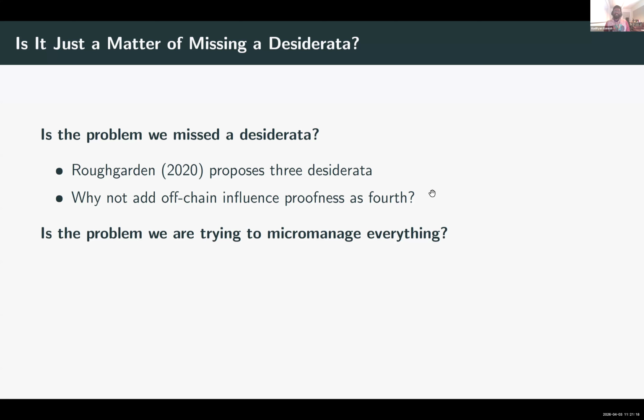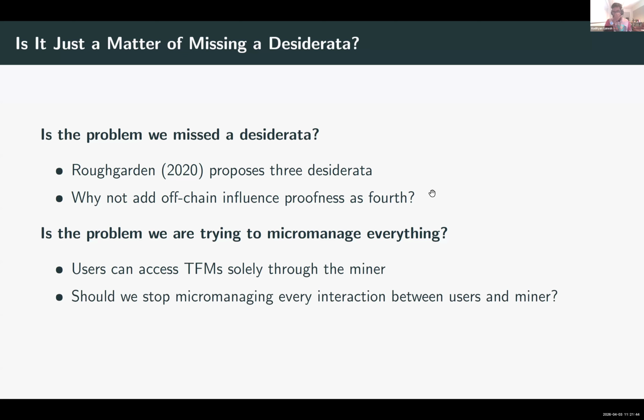In particular, I think it's also a consequence of us trying to micromanage every aspect of what's happening on chain. Specifically, the shortcoming is the following. As I mentioned before, the only way through which users can access the transaction fee mechanism is through the miner. And this also means that the blockchain and the transaction fee mechanism cannot see how users and the miners are going to interact off-chain. So are we getting a little too ambitious in saying, okay, I want to exactly micromanage how users and miners are going to interact, even though I have no clue how this is going to happen?